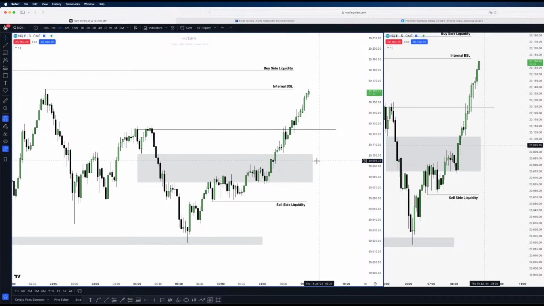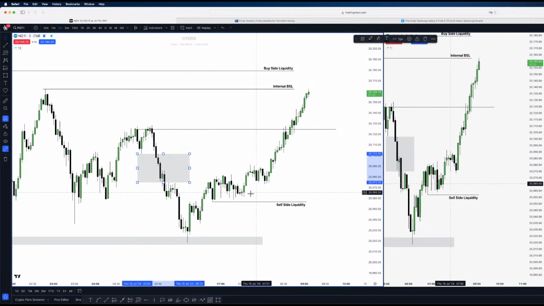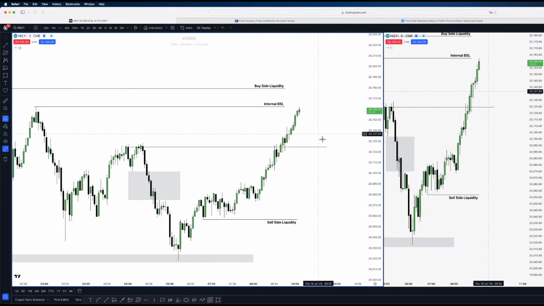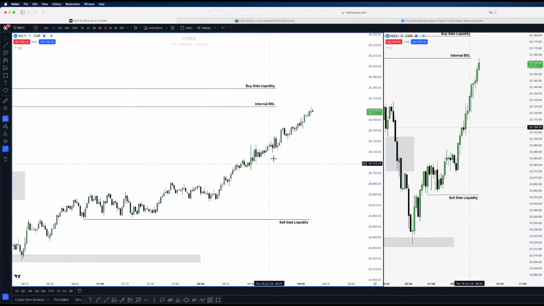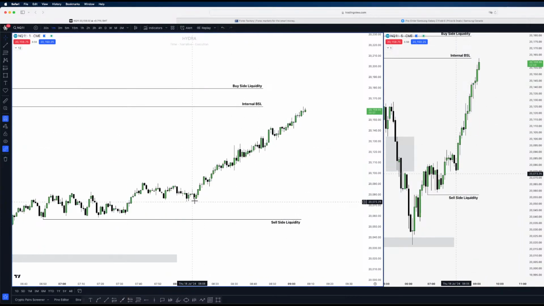All right, we saw a lot of relative equal lows, so we're gonna wait for price to show its hand. Look at this. The delivery is gonna be bearish. The move that's coming is gonna be bearish.